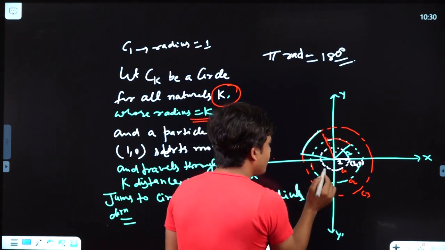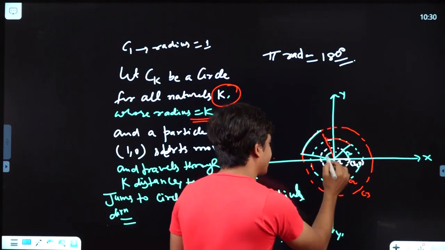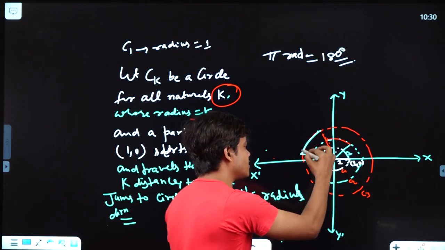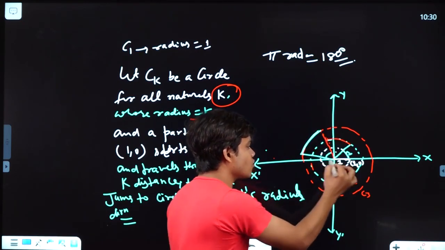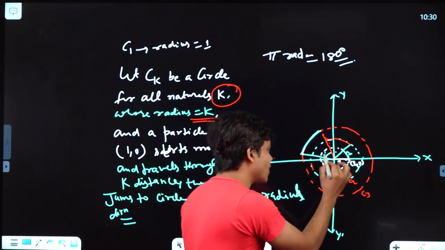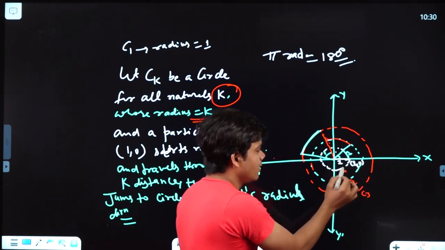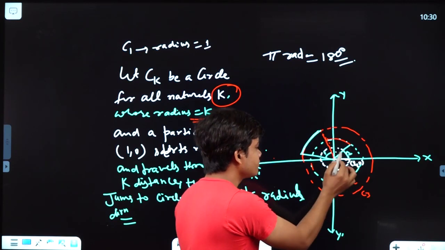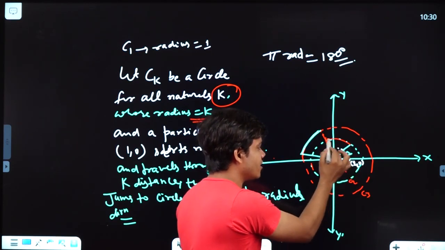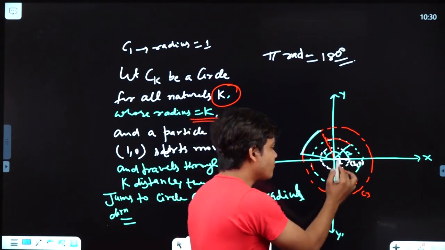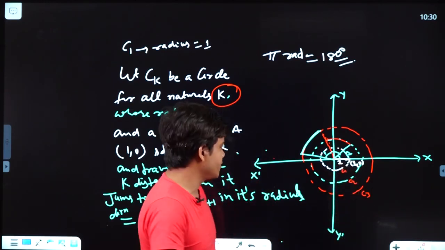Okay? So if I ask you what this angle is, you will say 1 radian. Why? Because for the circle C3, this length is 3 and the radius is also 3. So the angle will be 1 radian over here. For the circle C2 also, the angle is 1 radian, because this length is 2 and the radius is also 2. And for the first circle, the angle is also 1 radian.